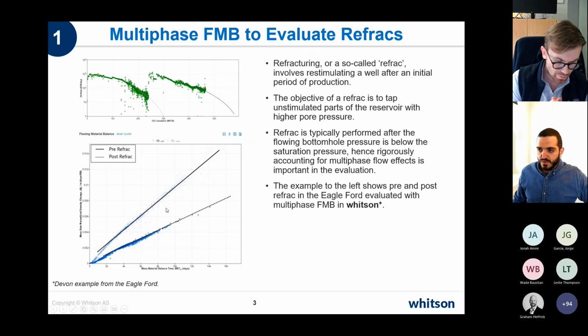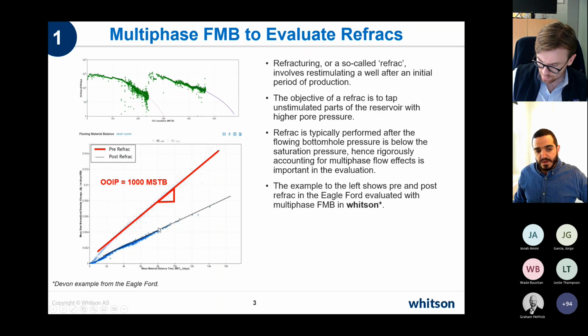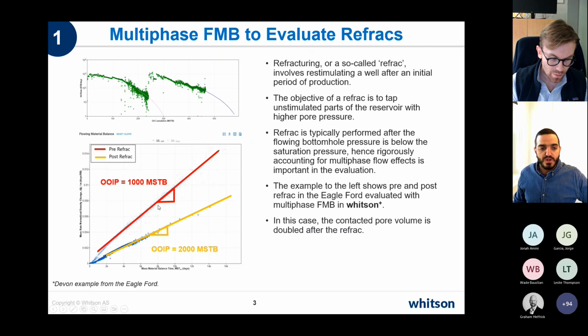You get two slopes. And for those of you that are not familiar with the flow and material balance, each of the slopes basically represents contacted pore volume. So if I find this upper slope here, that is the data pre-refrac, and that corresponds to a contacted pore volume of about 1 million barrels. And the slope after the refrac corresponds to almost twice that volume. And that's something that you can very easily do in Whitson Plus. So in this case, for example, you get twice the contacted pore volume.